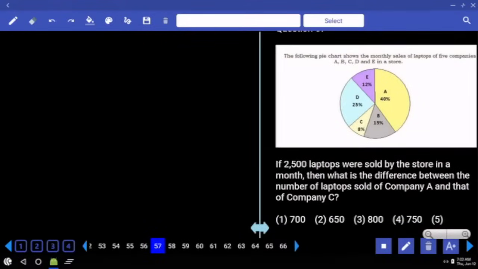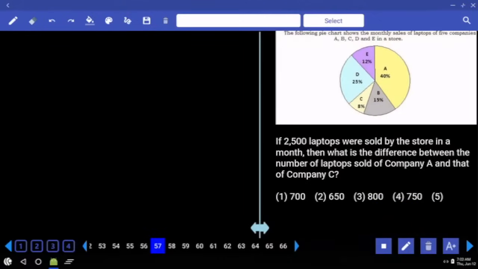If 2,500 laptops were sold by the store in the month, then what is the difference between the number of laptops sold by company A and company C? A and C, what is the difference? 32%, right? What is the 100% value? 2,500. 1% is 25. That's the value we have to identify.